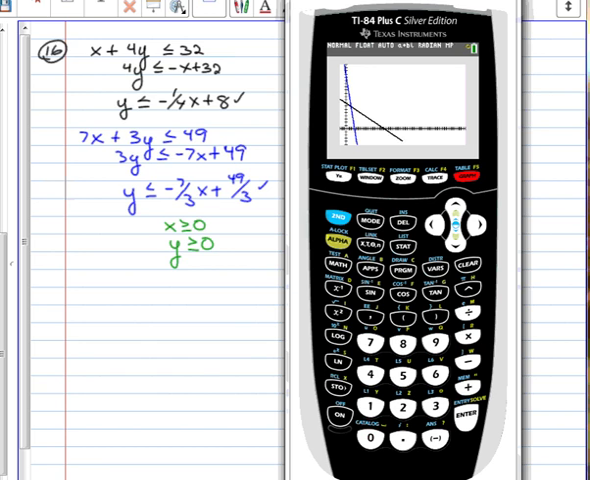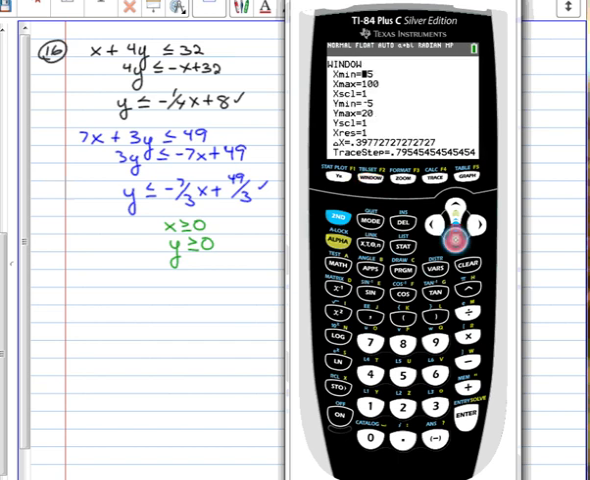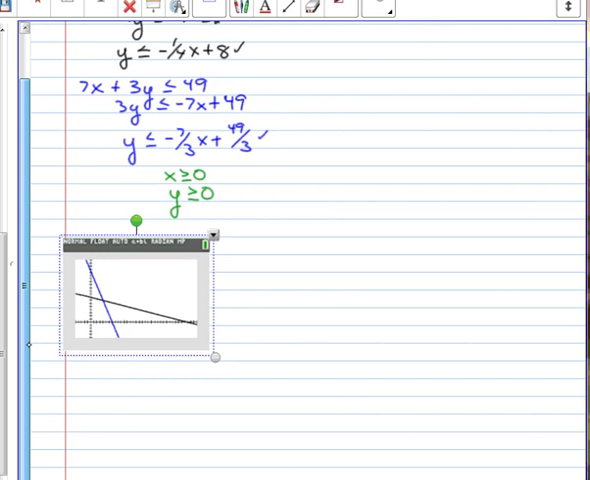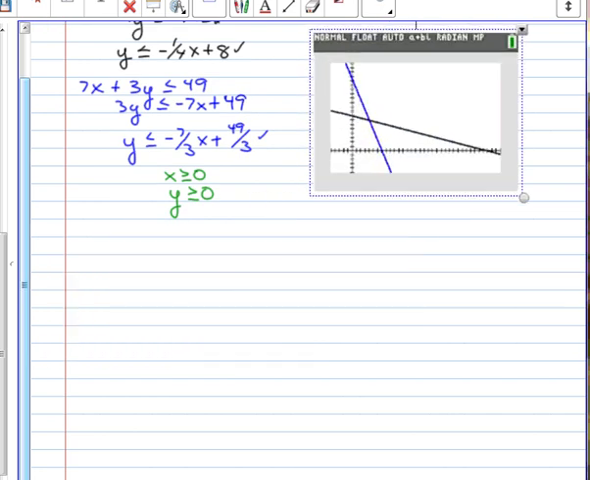Who told me I needed to go to 100? We'll try 35. I am supposed to be less than that black equation, so that means I'm below. I am supposed to be less than the blue equation below, and we're supposed to be greater than the x vertical and the y horizontal. So in other words, we're in that little shape. Our shaded region is right in here.